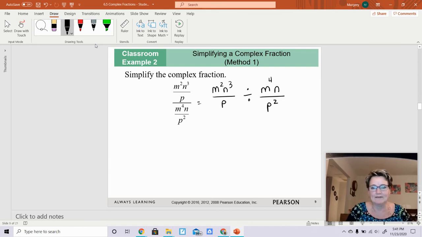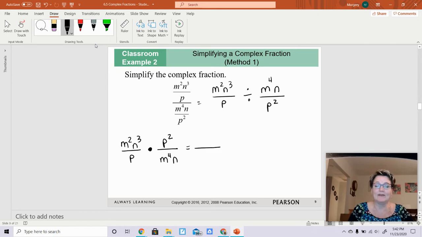So I leave the first fraction alone. Don't touch it. Just rewrite it. Change the division sign to multiplication. Flip the second fraction. Okay? Now, if you can reduce it, please do. However, I personally don't. I multiply. Whenever there's just a bunch of variables, it freaks me out. So I take care of it at the very end. I don't know why, but I've always done that. You can do what you want, but that's what I do.